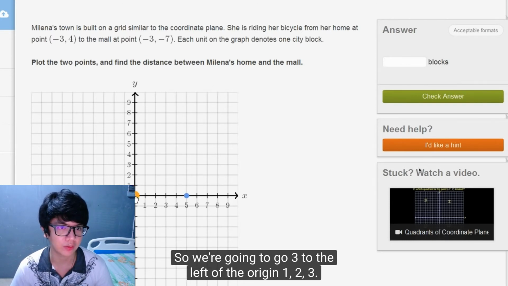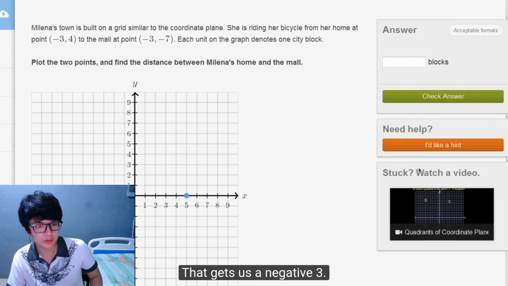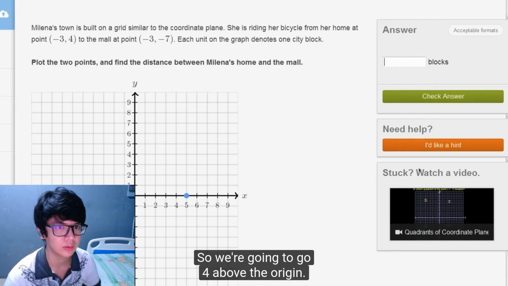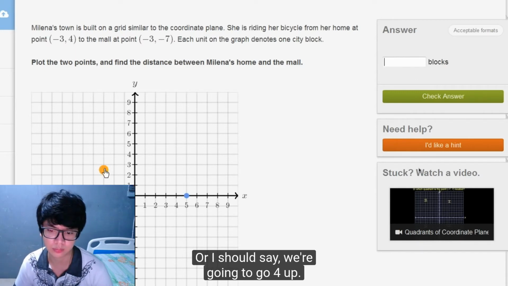So we're going to go 3 to the left of the origin. 1, 2, 3. That gets us to -3. And +4 is our y coordinate. So we're going to go 4 above the origin, or I should say we're going to go 4 up.